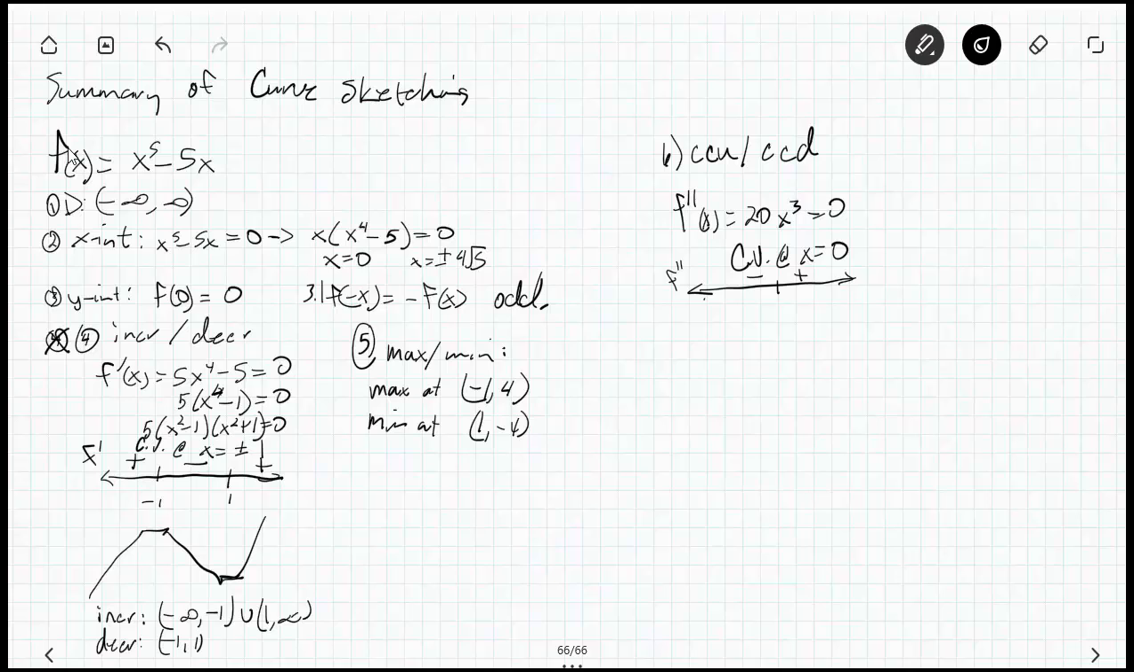Now remember, this is the first derivative of the first derivative. So I'm not going to do my little sketchy here unless I was sketching the first derivative as well, right? Because that just doesn't make any sense. Okay, so we're good there.